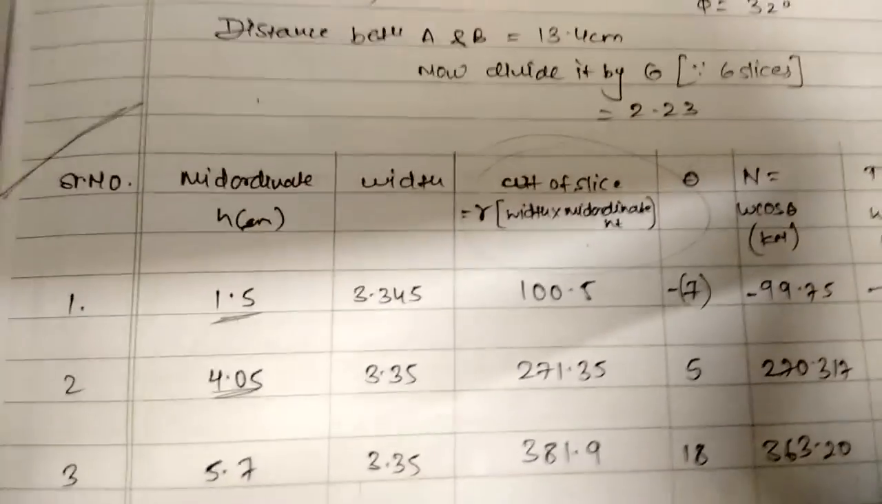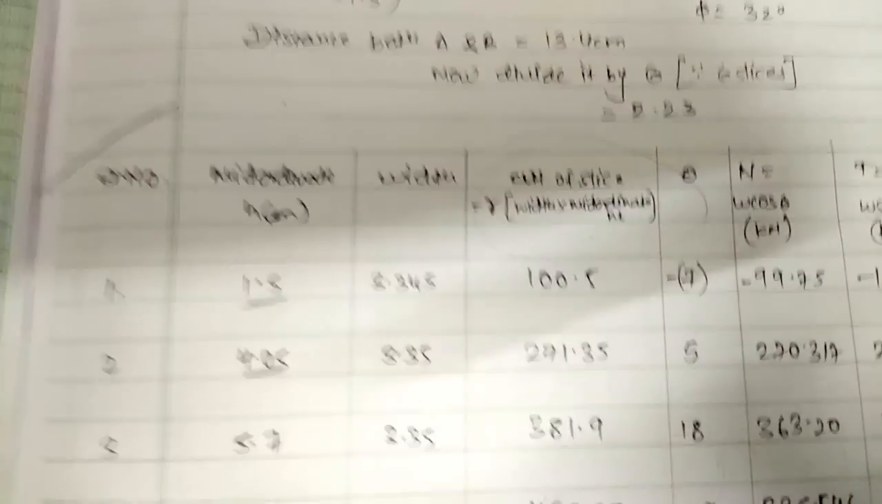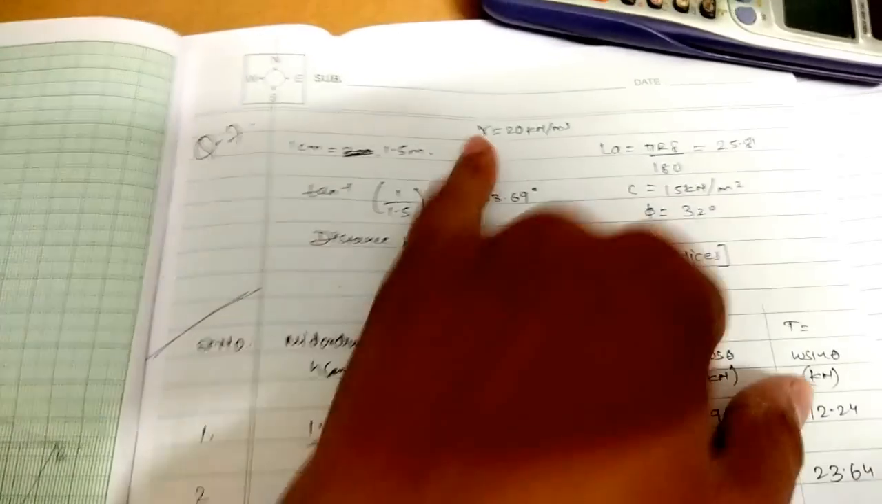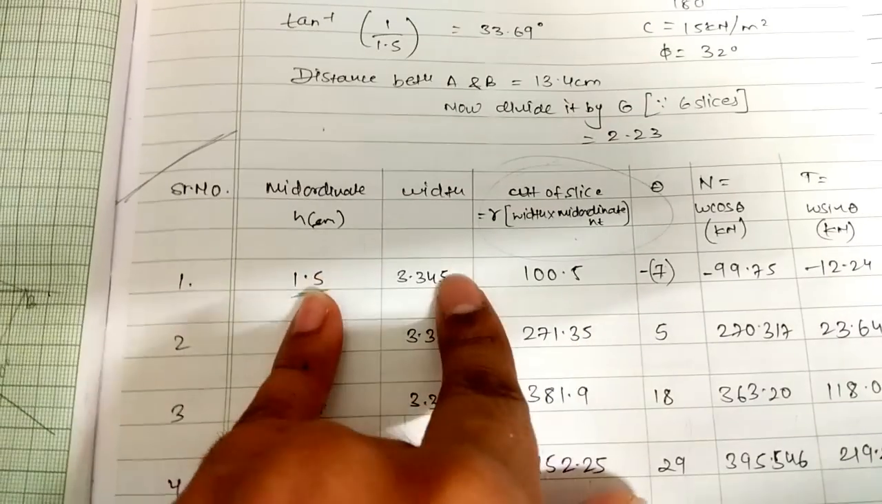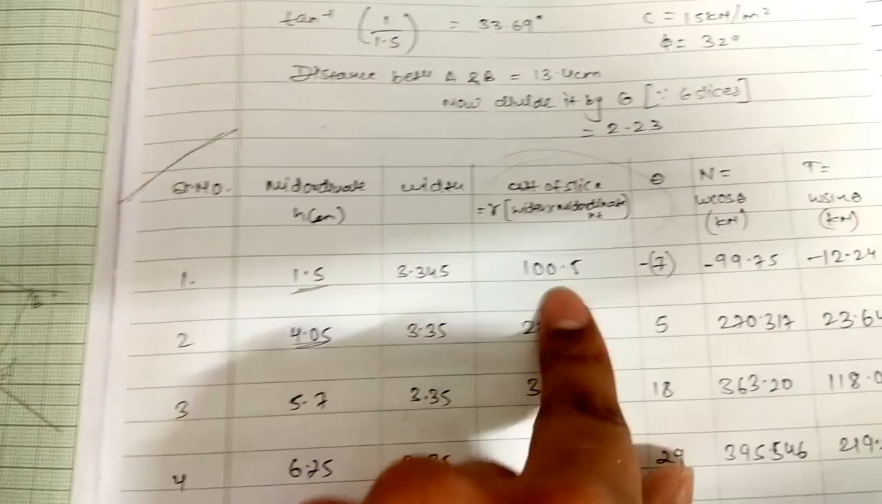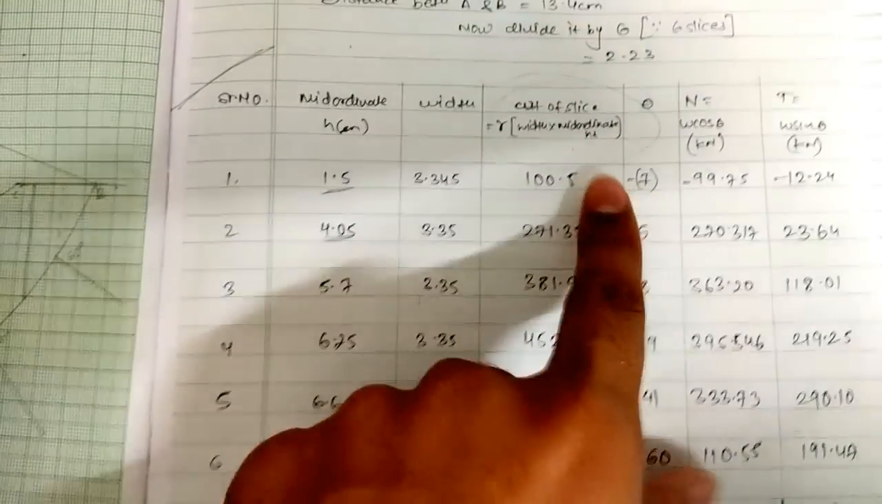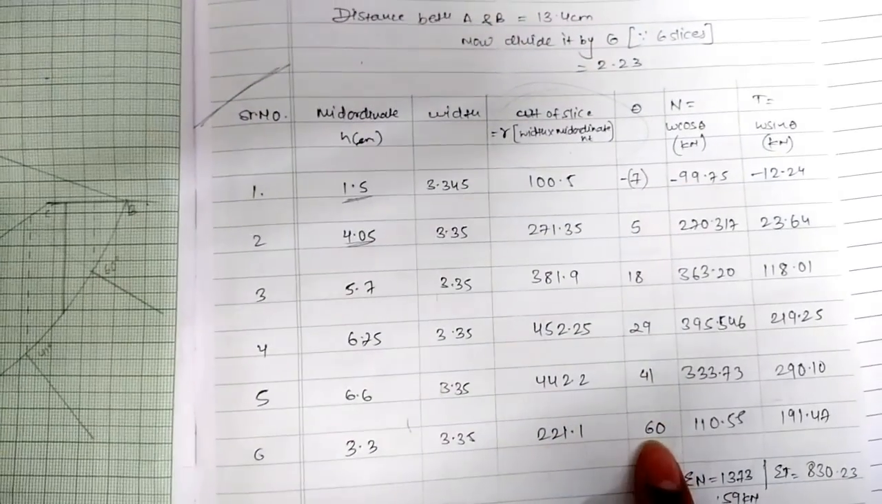The next thing is the weight of the slice. How will we calculate this? This is gamma into width into mid ordinate. So we'll put this 20 from here, 20 into width 3.345 into 1.5, and you'll get this answer. You'll do this for all 6. As I told you, the first theta, which will be on the left side, would be negative and the remaining thetas would be positive.